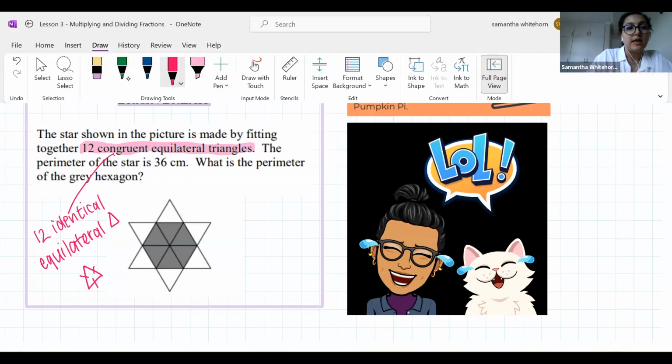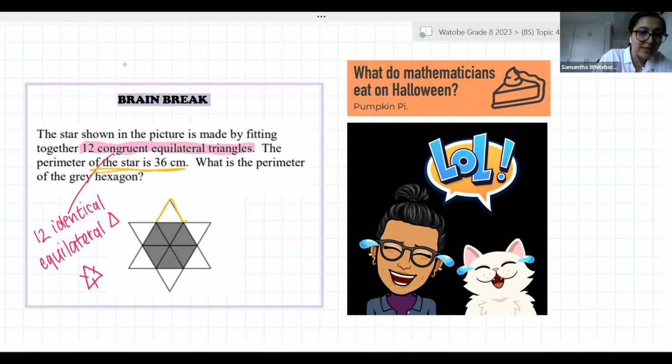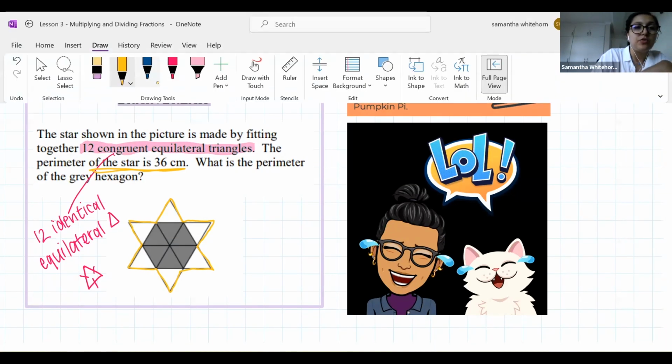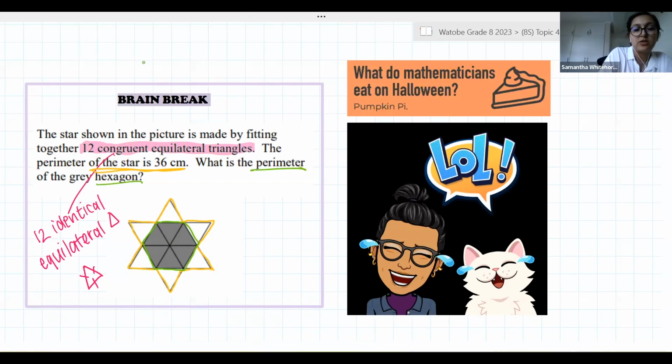It then goes on to tell us that the perimeter of the star is 36 centimeters. So if I trace around the outside of my star, I've got 36 centimeters over there. And I am asking you for the perimeter of the hexagon. So the hexagon is this middle shape that I'm outlining in green. I want to know what the perimeter of the hexagon is. Important information there is the fact that you've got 12 identical equilateral triangles.